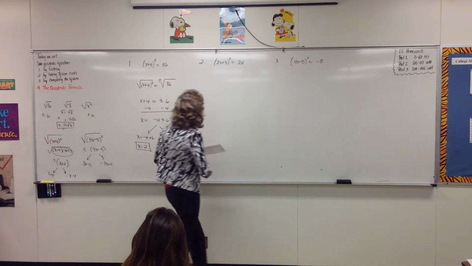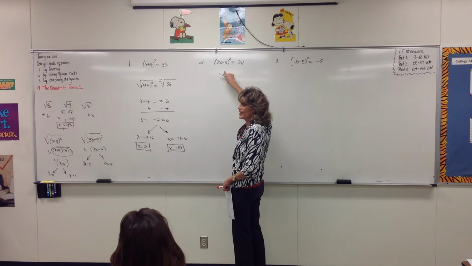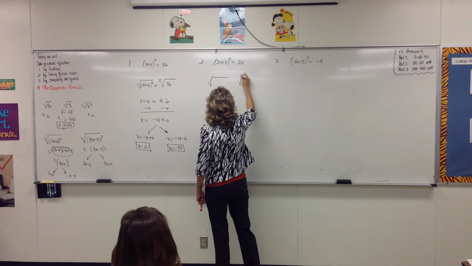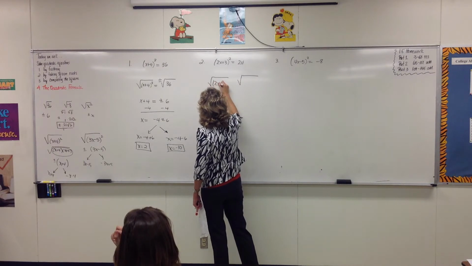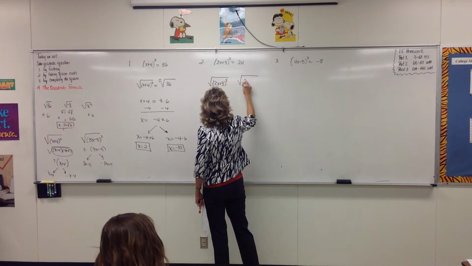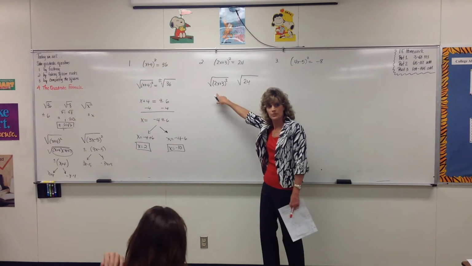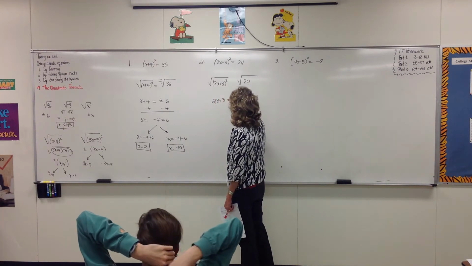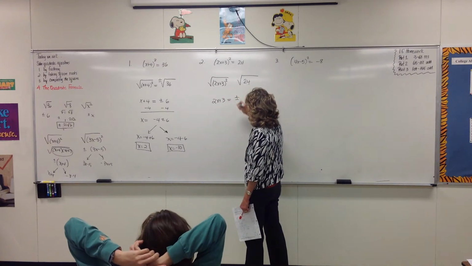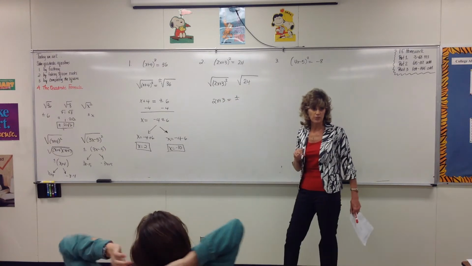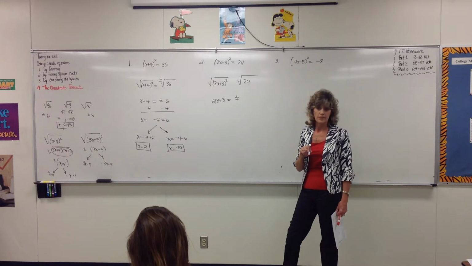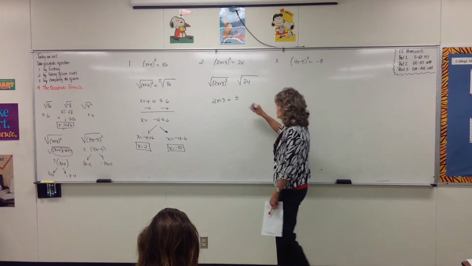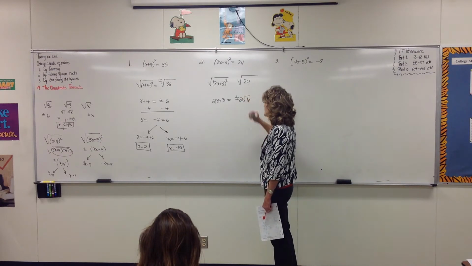Example 2. We have another one where we have a square isolated. So anytime we have that, we can just take the square root of both sides. The square root of 2x plus 3 squared is just 2x plus 3. The square root of 24 is plus or minus, can we do better than the square root of 24? Yeah, because it's 4 times 6. So plus or minus 2 square roots of 6.